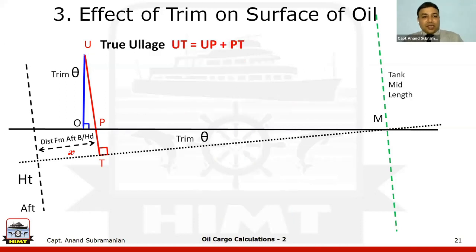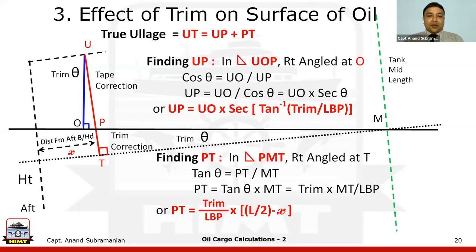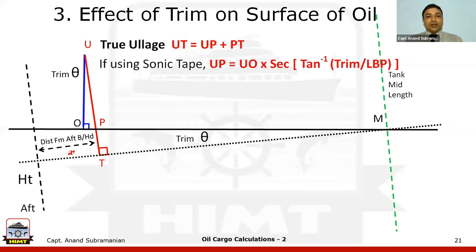So now, again, like we said, we have the derivation of UP and the derivation of PT. What we do is add these two up, and we get the value for the corrected ullage. As we saw in the previous slides, let's look at two conditions: in one we're using an ullage tape, and in the other we're using the radar gauge. The ullage tape will follow the path of UO, and the radar gauge will follow the path of UP.